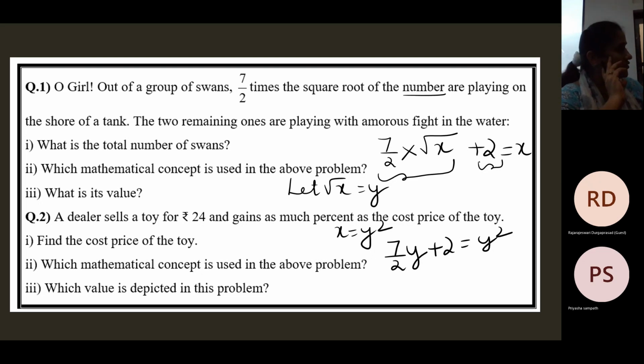Finished? Yeah, what are the values of Y? 8 and minus 1. Y is equal to 8, Y is equal to minus 1, is it? You haven't still completed. Find X. 64 and 1. 1 is not possible, because 2 are playing on the shore, meaning 2 are playing somewhere else. So 1 cannot be the total number of first ones. So it is 64. Okay.